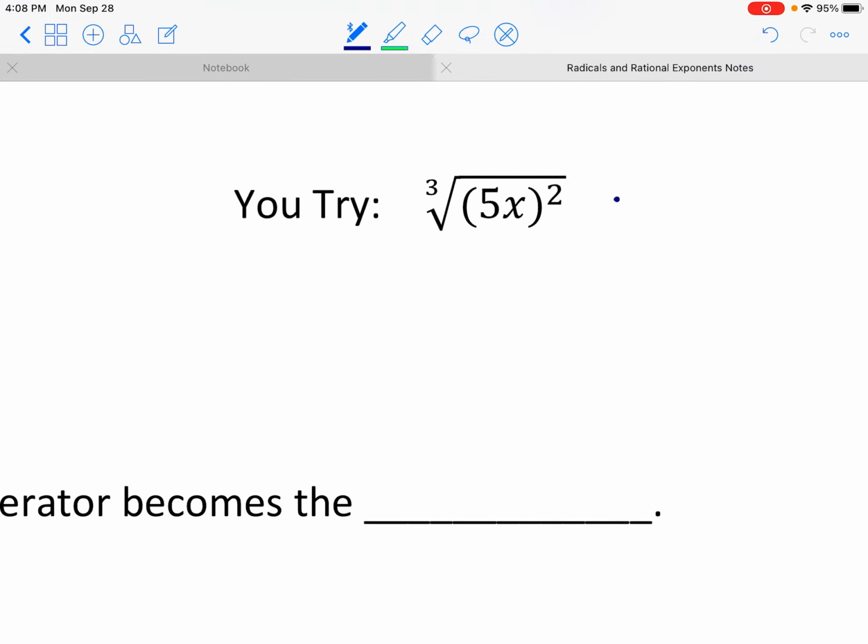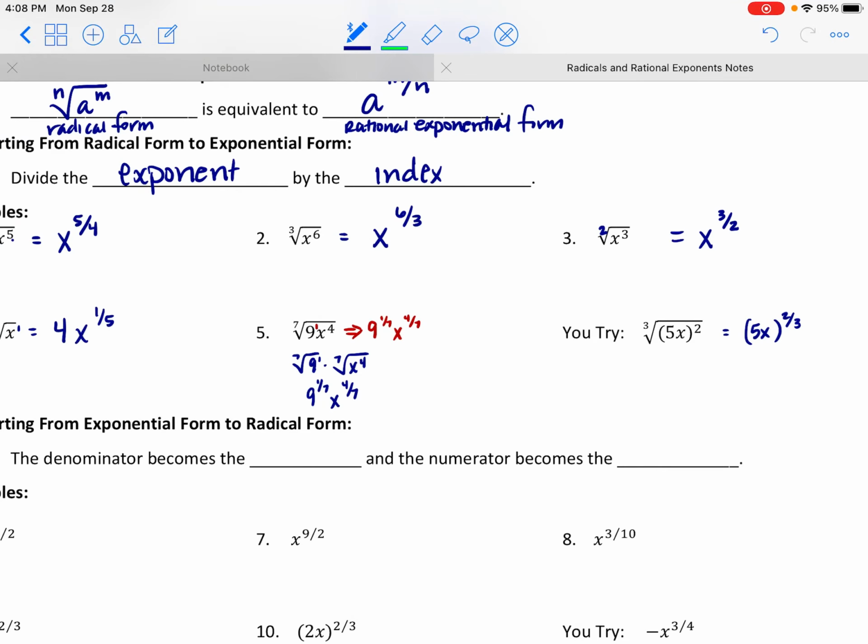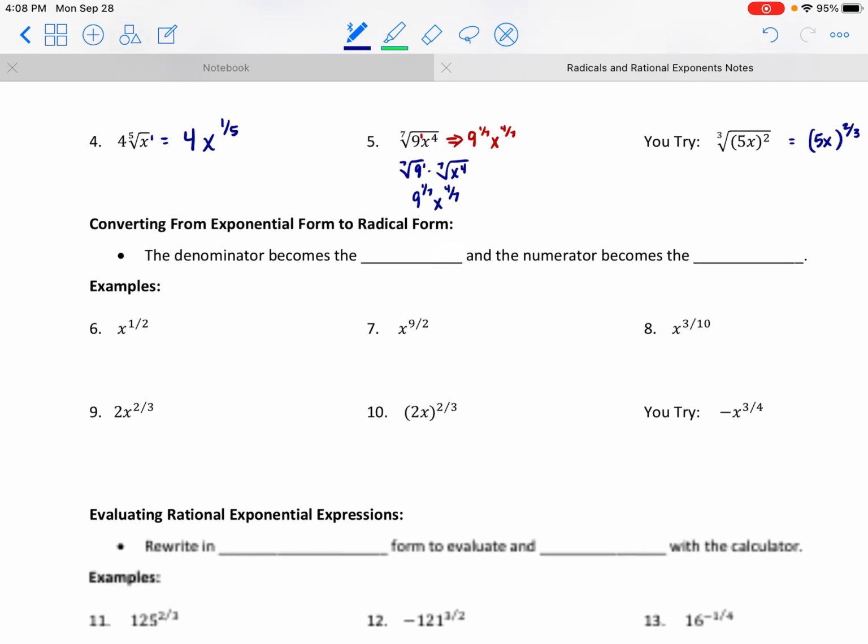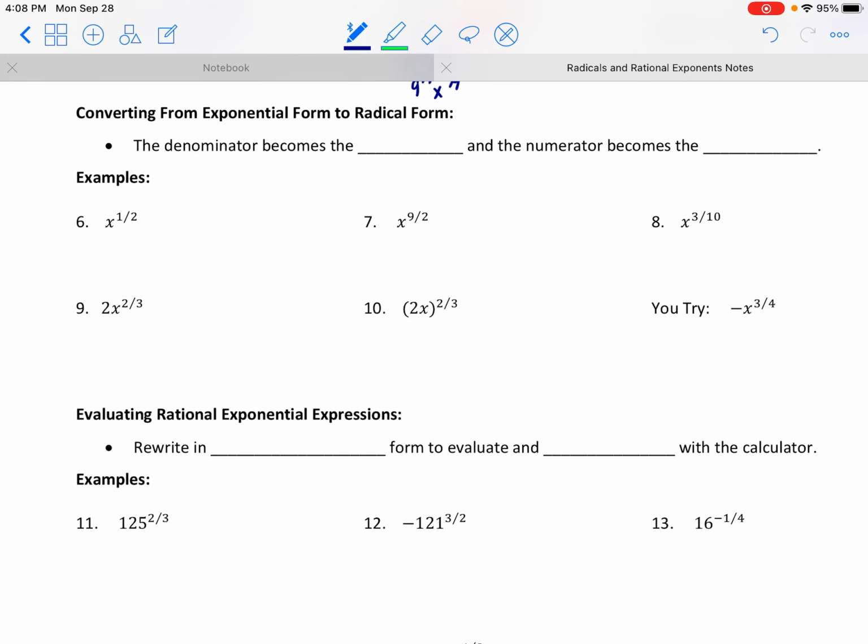So this is going to be 5x, the whole quantity is being squared, and it's under the cube root, so the whole quantity gets the 2/3 power. Hopefully not so bad. That's, again, just rewriting. Now let's practice going in reverse.